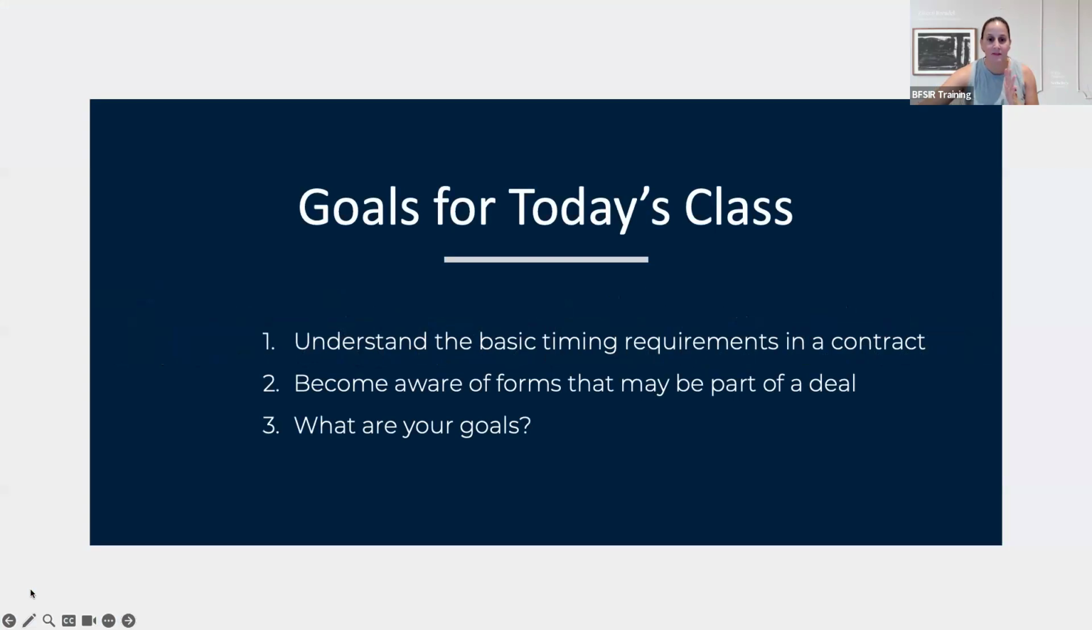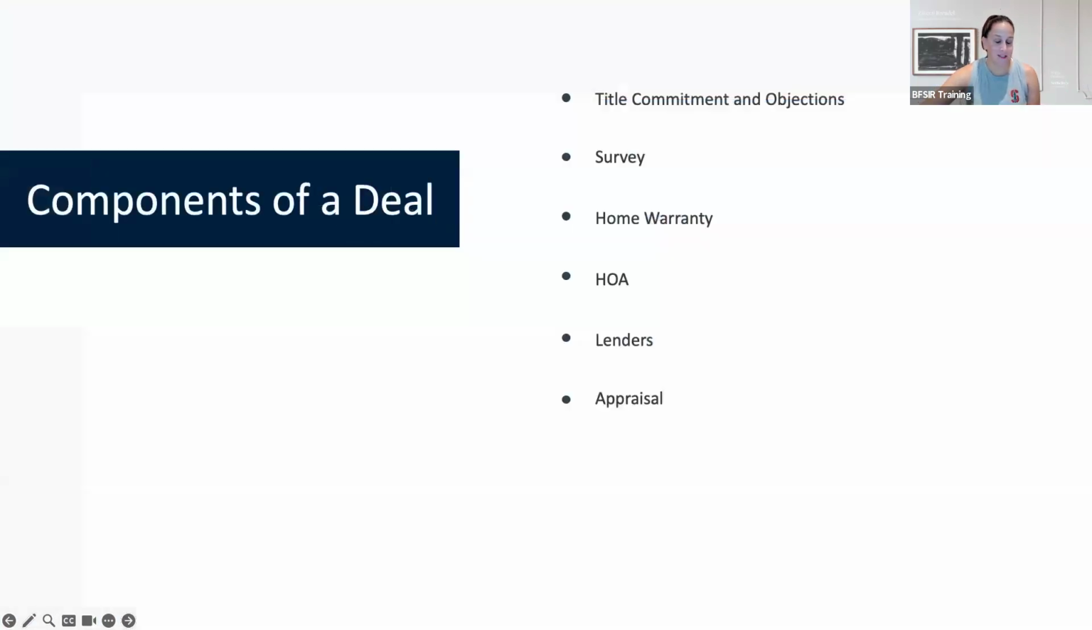Understand the components of the deal. Does anyone have a specific goal or a specific question they want to cover today? These classes are so much better when you guys talk and share and contribute because you have real life experiences, so don't be shy. But this is what we're going to go over quickly: just the different components and parts of the deal that you as an agent need to understand.